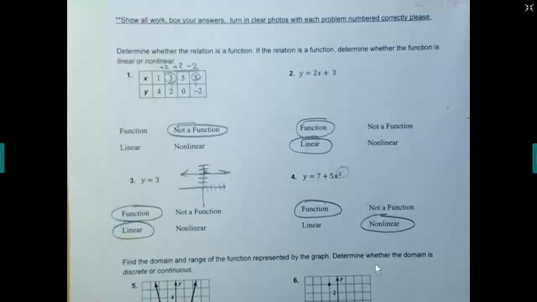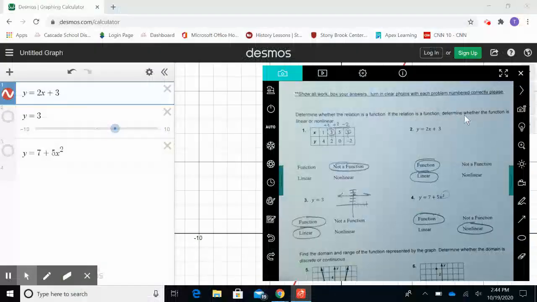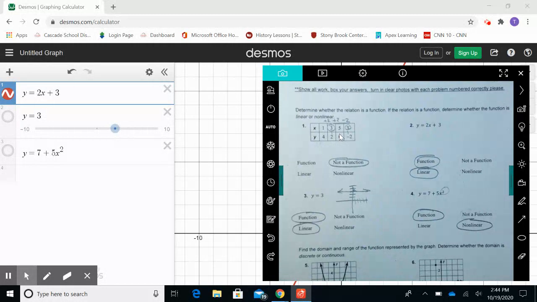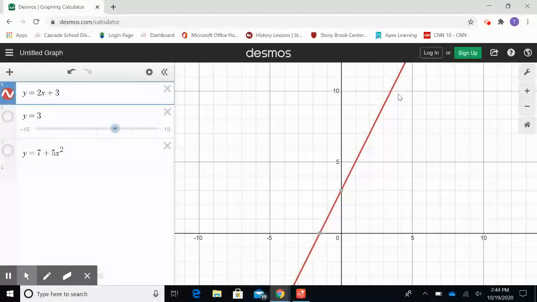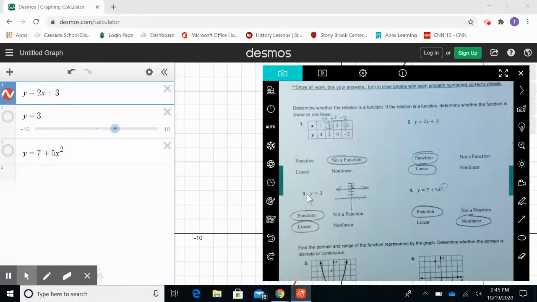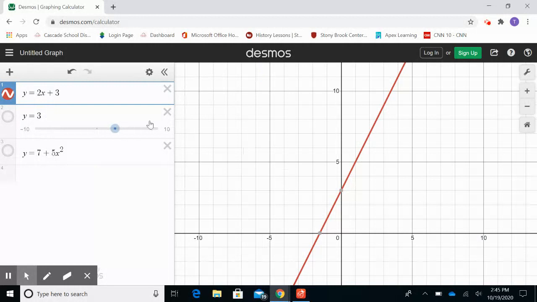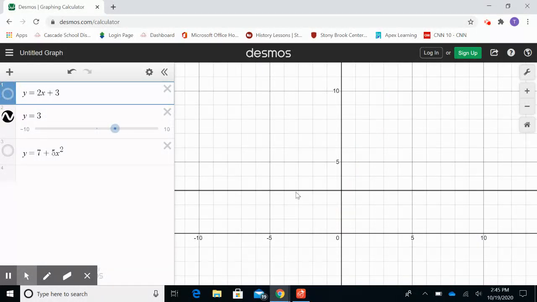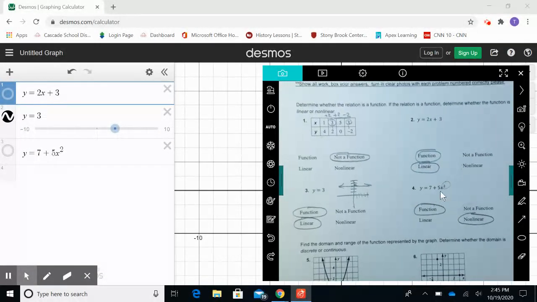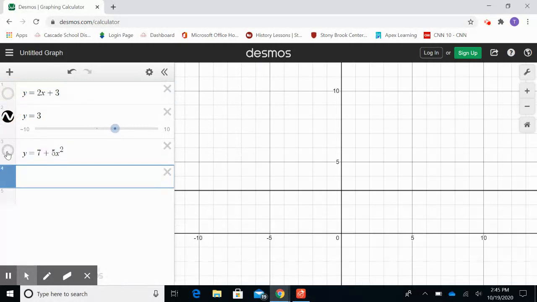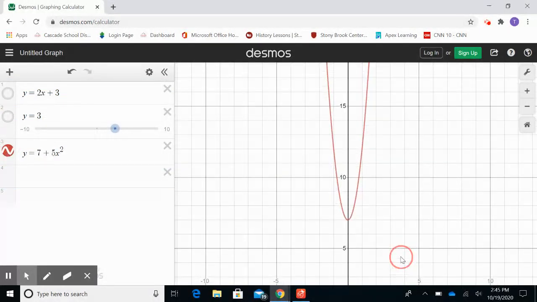Now let's look at these in the Desmos calculator. Well, this one we don't have to look at because it's not a function. We have two different outputs for the same input. But let's look at y equals 2x plus 3. Yep, it's a line, and it passes the vertical line test. Let's check out y equals 3. Y equals 3 looks like this. It's this black line right here. That passes. And then we have y equals 7 plus 5x squared. It's right there. So, okay.